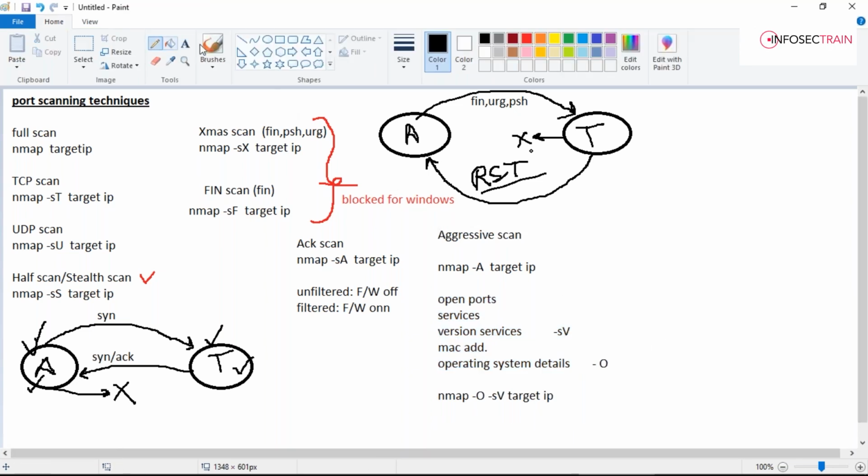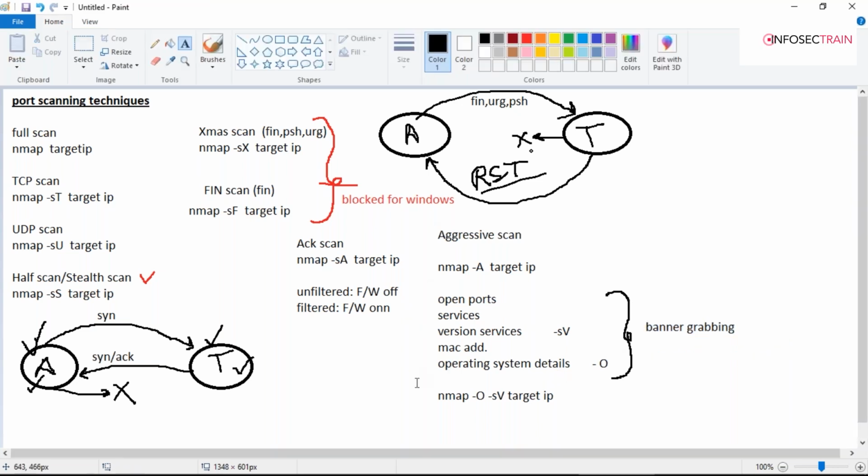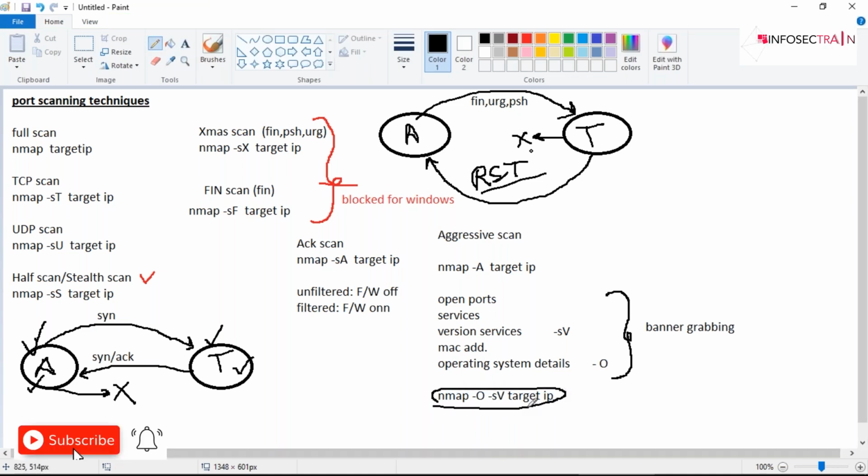This complete information is also known as banner grabbing. All right. So in upcoming topics, in upcoming sessions, if I say banner grabbing, you should know that I'm asking you to get all this information, and the syntax that you'll be using is this one. All right. nmap hyphen capital O hyphen sV target IP. Is it clear to everyone?